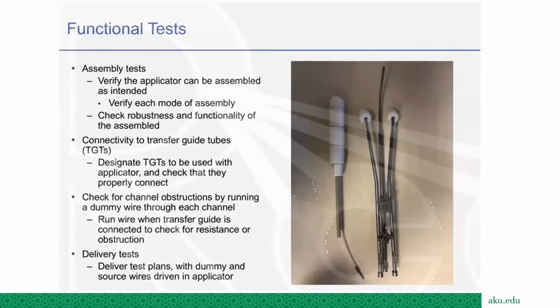So that is one part, but this is the one which the system conducts before every treatment. Other than that, you can make this a part of quarterly QA. The other part is the delivery test. You can deliver the dummy plans with the source wires before the actual treatment delivery, and that can again be a part of annual QA or quarterly QA.